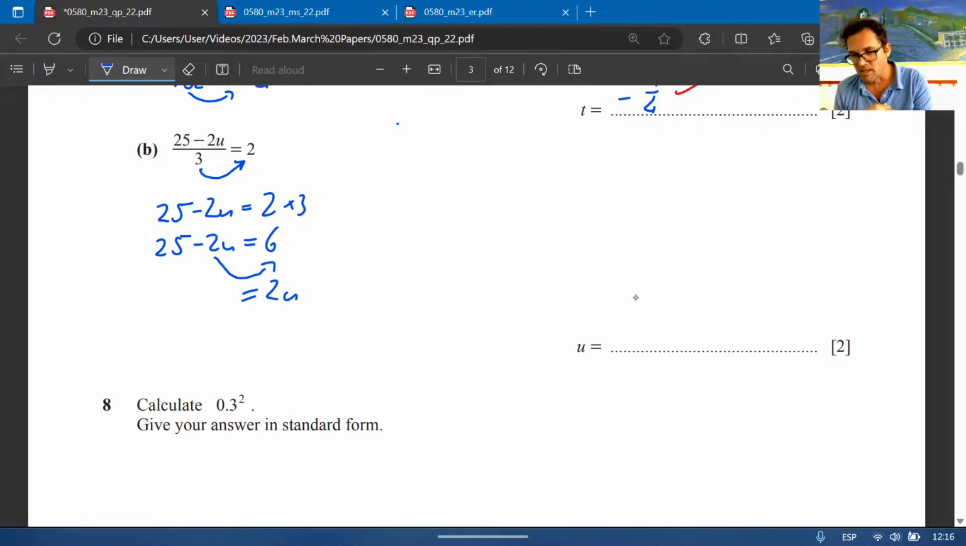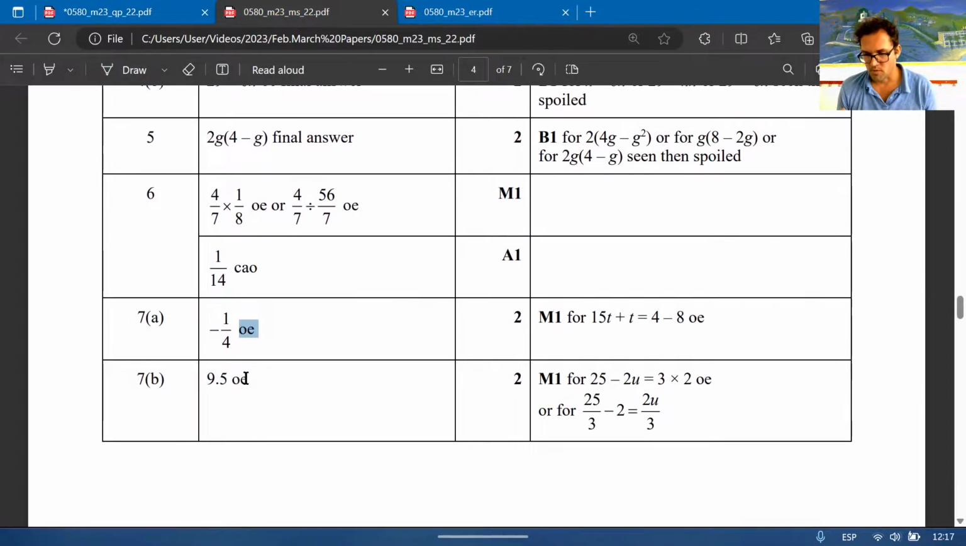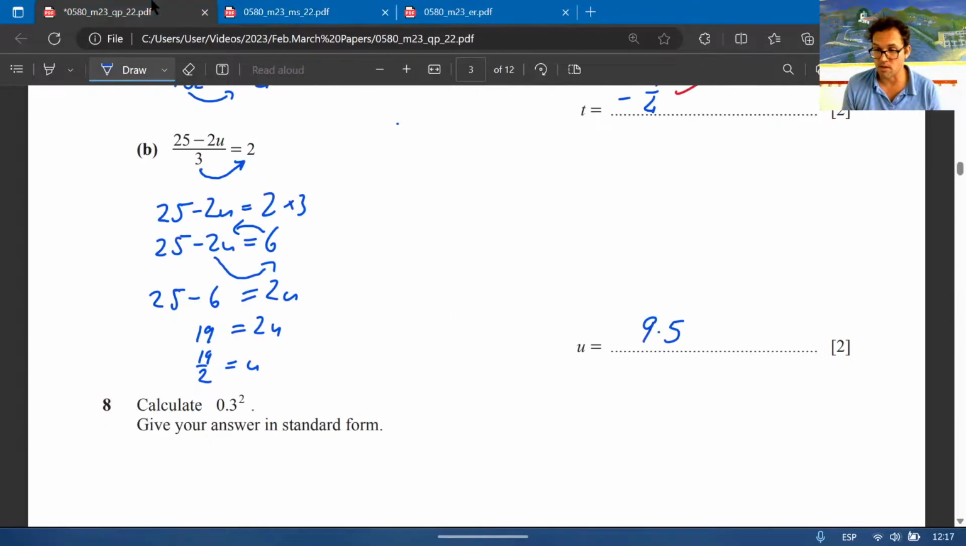The 6 then we can move to the other side, and the 6 means a positive 6, so that becomes minus. So 25 minus 6 being 19. So 2u is 19. So 19 divided by 2 will give us u, which is 9.5, of course. Okay. So 9.5 or equivalent. So 19 over 2, probably get your answers there.